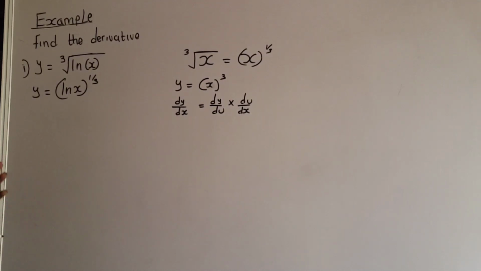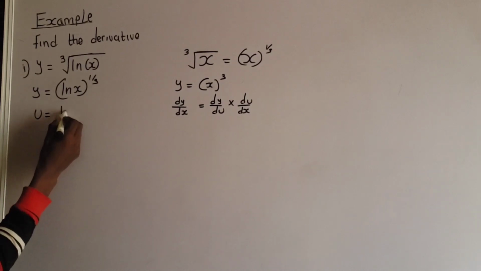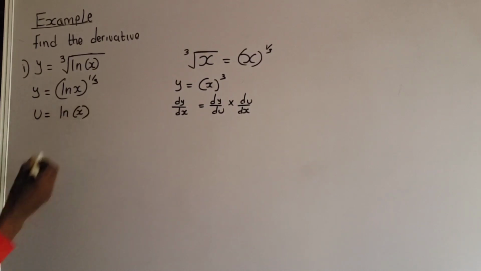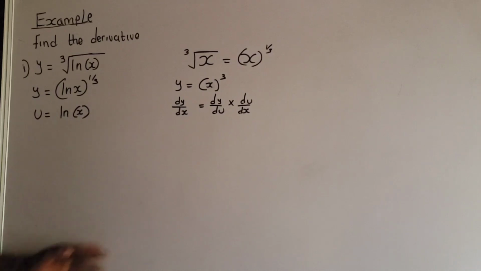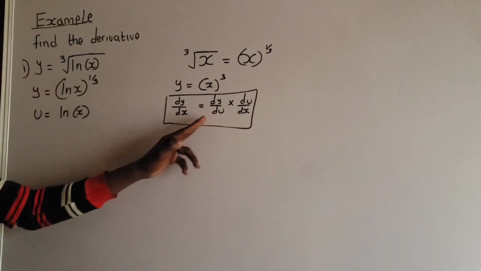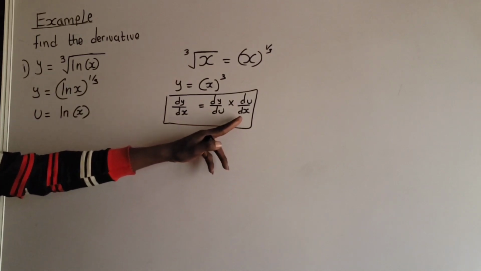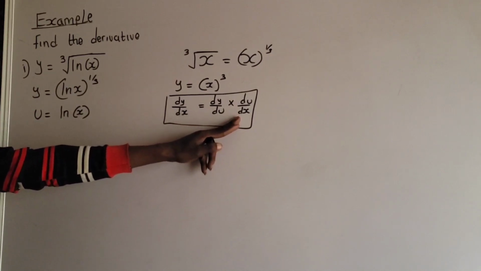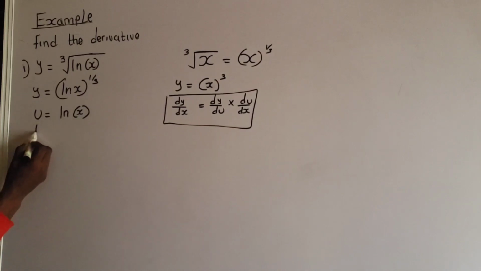In that case, I'm going to set u equal to the function inside the bracket. The function inside the bracket is ln x. So u is equal to ln x. Are you following? From the chain rule formula, I still need to take the derivative of u, which is du over dx.